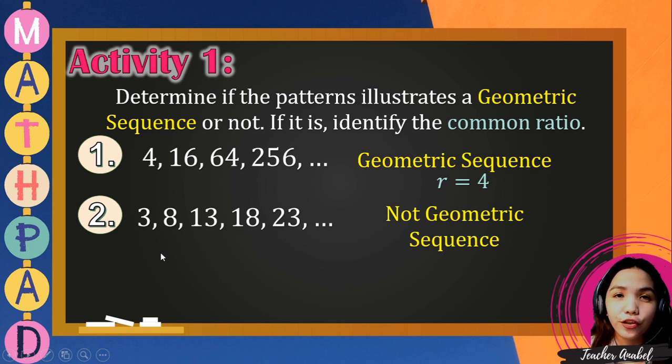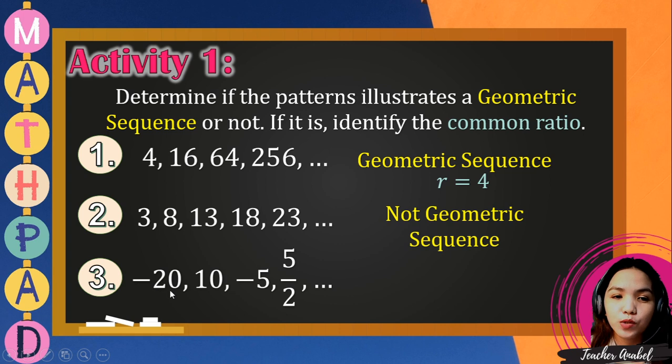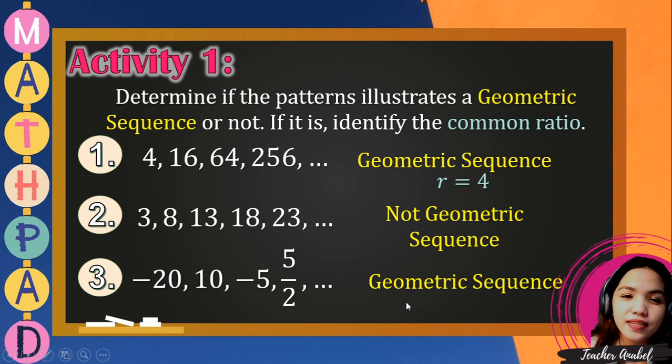Now, let us have the third one. Negative 20, 10, negative 5, and 5 over 2. Is it a geometric sequence or not? Correct. This is a geometric sequence and the common ratio is negative 1/2.